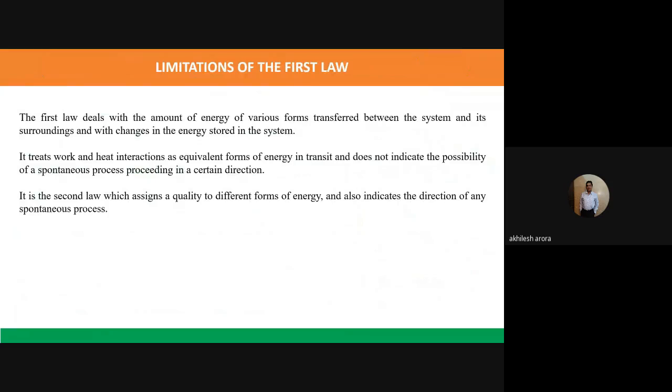Now what is the limitation of the first law of thermodynamics? This is very, very important. So first of all, the first two statements, if you see, the first law deals with the amount of the energy of the various forms transferred between the system and its surroundings. So it deals with what? Energy of various forms. Which various forms? Basically W and Q, transferred between the system and its surroundings.